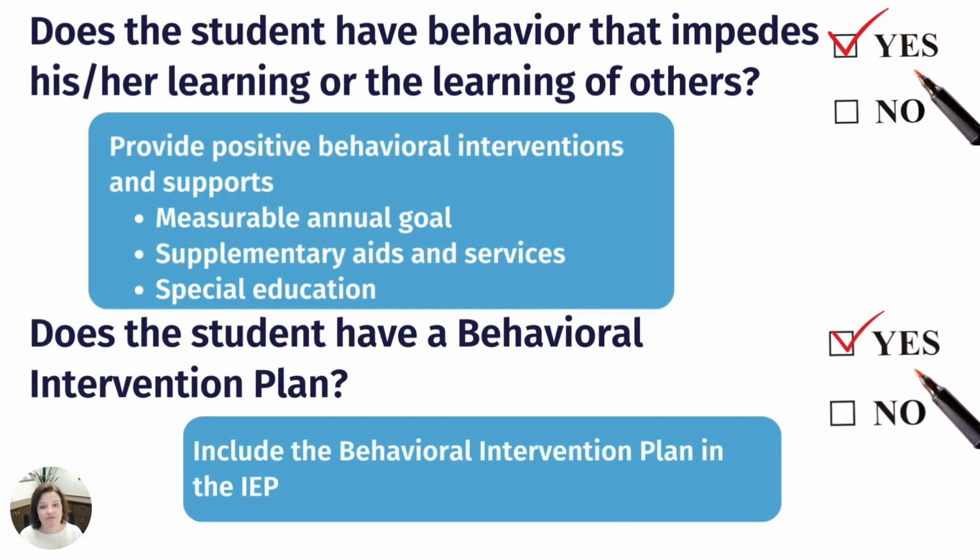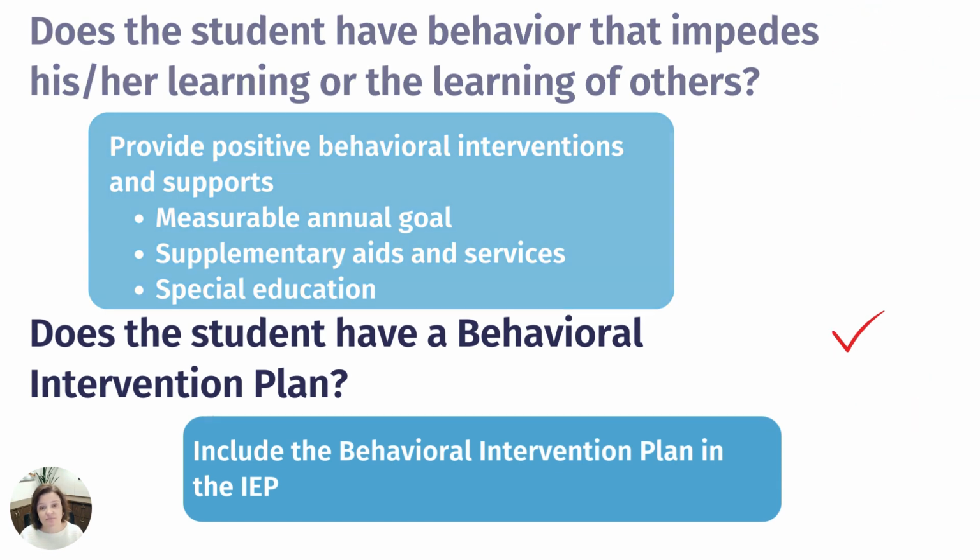Does the student have behavior that impedes his or her learning or the learning of others? If so, positive behavioral interventions and supports and other strategies to address that behavior should be developed and implemented. These include a measurable annual behavioral goal, supplementary aids and services, or specially designed instruction. Does the student have a behavior intervention plan? If yes, that plan should be included in the IEP, whether created by the district or other service provider, or by using the optional forms provided by the State Department of Education.